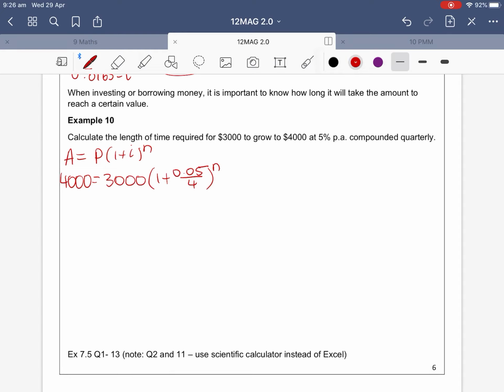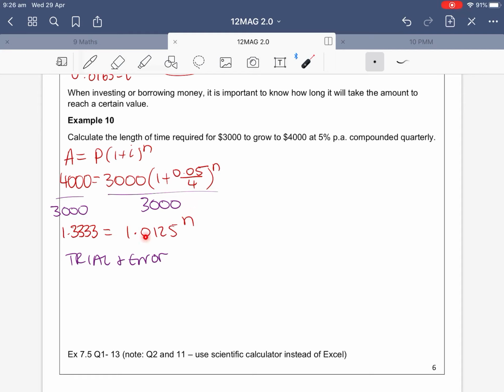Okay, so we're just going to, for now, simplify all of this, all right? So I'm going to divide everything by 3,000. So I end up with 1.3333 equals 1.0125 to the power of n. And guys, this is where we're going to use trial and error.